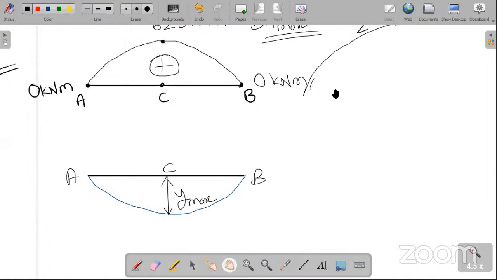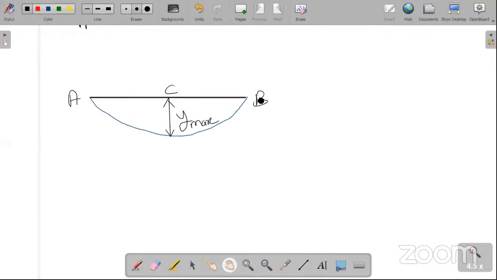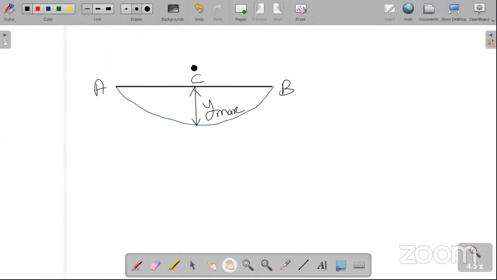But others were incorrect. What about the deflection? Can anyone tell me the deflection? Yes, it is 5 by 384 WL to the power 4 by EI. Okay. So just find out the deflection. Maximum deflection at the center. Right. The maximum deflection will be at the center, and you're telling me the formula right now. The formula for deflection is this.